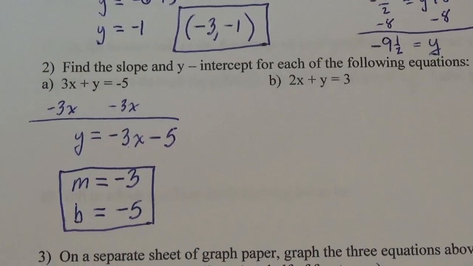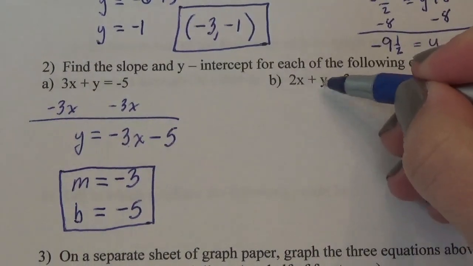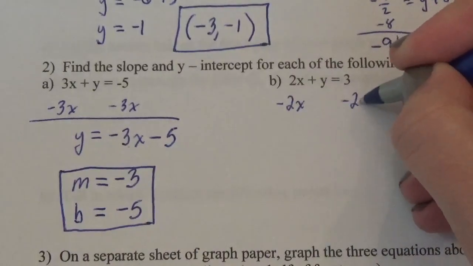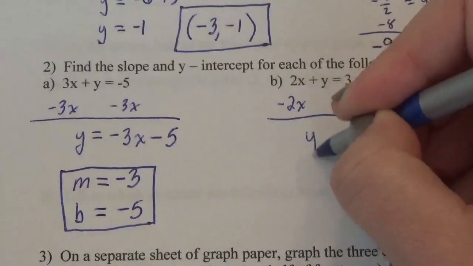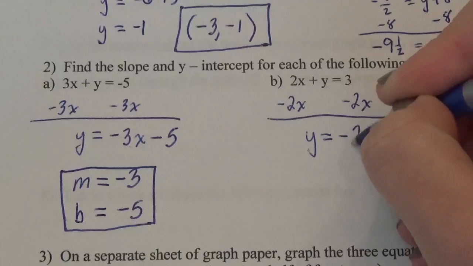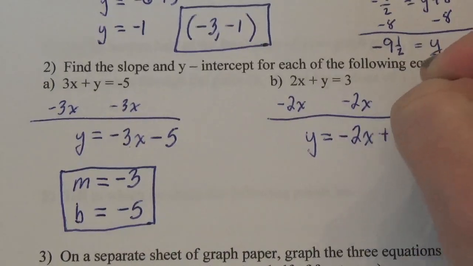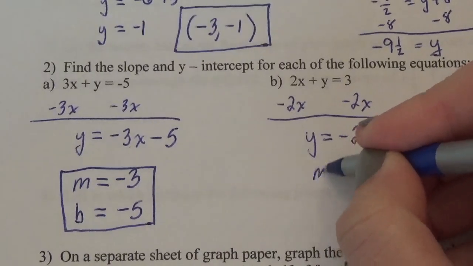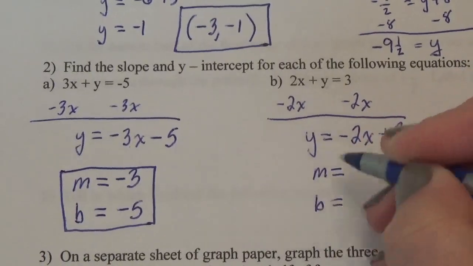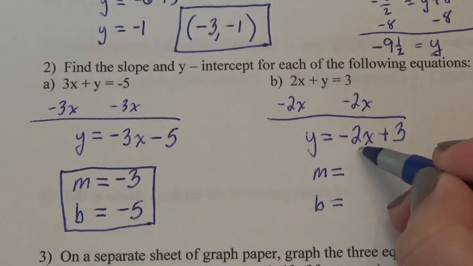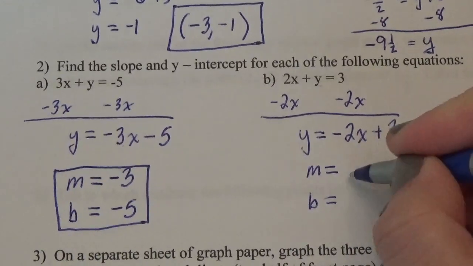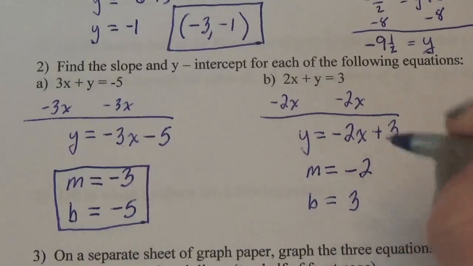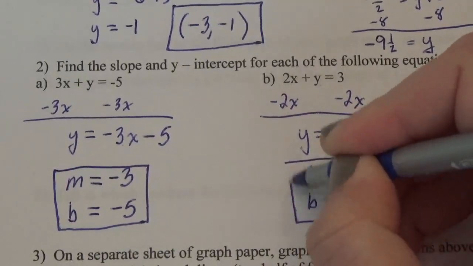Okay, letter B. Ooh, similar. How do I get y by itself? I'm going to subtract the 2x from both sides. And so I have a -2x and a +3. Okay, so the slope and the y-intercept. Slope for this one, it's always the number with the x, so it looks like it's -2. And the y-intercept is a +3. And there you go.